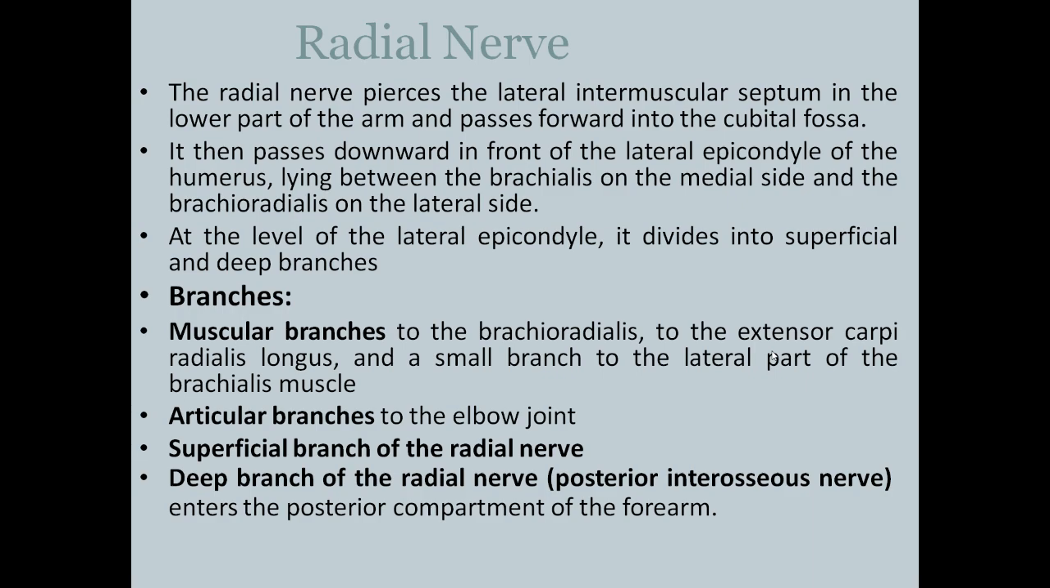At the level of the lateral epicondyle, it divides into the superficial and deep branches. Muscular branches will go to the brachioradialis muscle and to the extensor carpi radialis longus, and there will be a small branch to the lateral part of the brachialis muscle. Articular branches will go to the elbow joint. The superficial branch of the radial nerve and the deep branch of the radial nerve, which becomes the posterior interosseous nerve, enters the posterior compartment of the forearm. So these are the branches that take origin from the radial nerve itself.